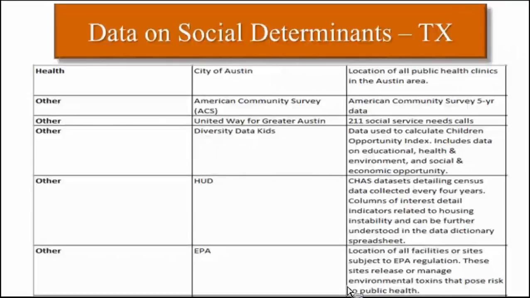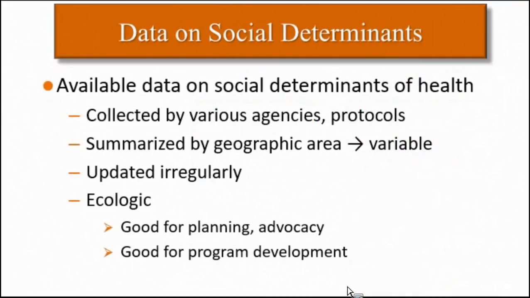So part of this, and hopefully somebody can talk about it, is how can the available data be made self-sustaining? How can we extract the value, and the people who are getting value are willing to pay for it? I don't know the answer to that question yet. The available data on social determinants of health are collected by various agencies with different protocols, and they're really hard to use because they're at different levels of granularity geographically. They're updated irregularly, and they're ecologic, which is okay for planning and advocacy and okay for program development, not very okay for actually taking care of people.